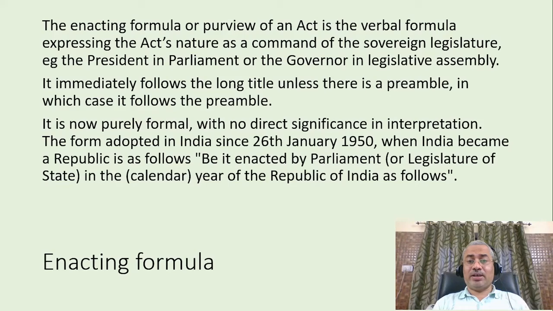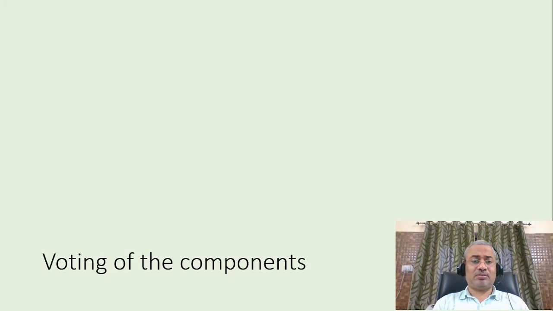The form adopted in India since 26 January 1950, adoption of the constitution, when India became a republic, is as follows. The form is like this: be it enacted by parliament. If it is a state legislature, it will say be it enacted by the legislature of the state, say of Bihar, UP, or whatever the state is. In the calendar year, it mentions the year also of the Republic of India as follows. We'll see an illustration of all these things later.